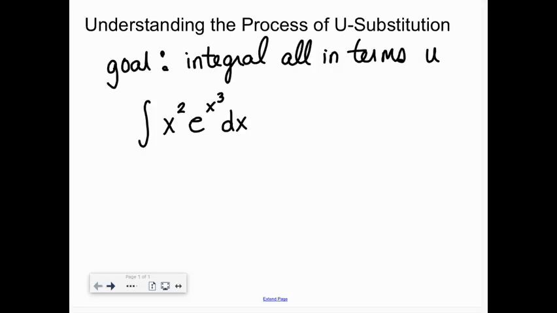Okay, you're going to put everything in terms of u to make that integral easier to see how to find the antiderivative. So I'm going to choose u to be the inside function, x cubed. Okay, so now this thing here, the x cubed, is u. Okay, so I don't have dx or x squared. Again, the entire integral needs to be in terms of u.